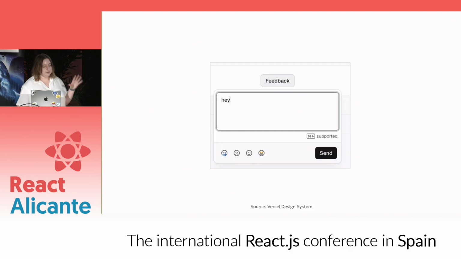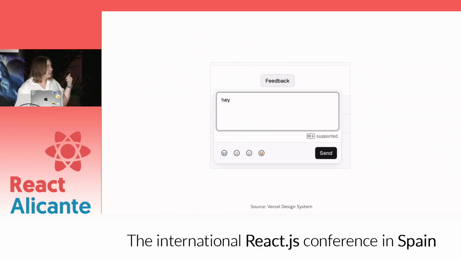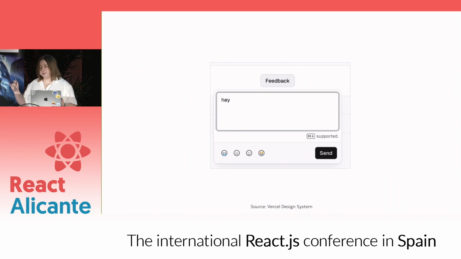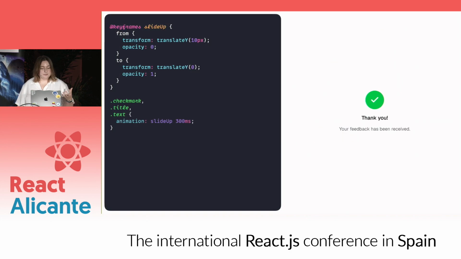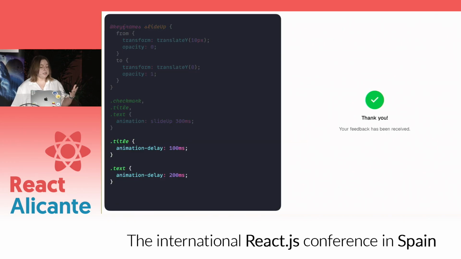Another way we can use keyframes is to create coordination between multiple elements. Here's an example from Vercel's design system. They have a feedback widget. When you submit feedback, there's this beautiful wave of elements appearing, and it feels really nice. The way we can implement it is we have here 3 elements. We have a checkmark, title, and text. We can apply the same animation to them, but then we want to stagger them, right? We want the next one to start a little bit later with a small delay. We can use the animation-delay property to specify it.